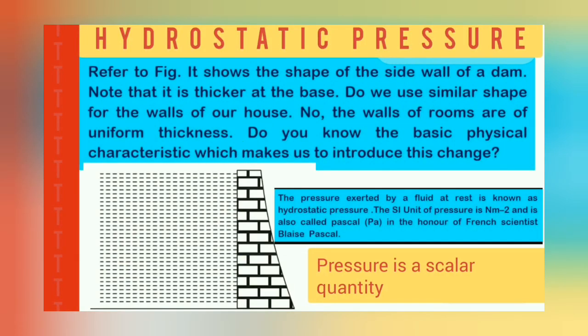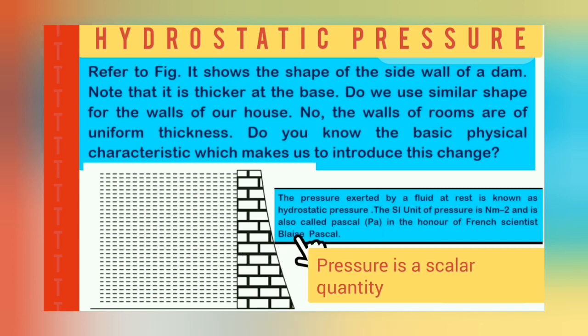So we discussed what is meant by pressure. Now see, this is a dam. See, the thickness of the wall of the dam increases as we go deeper. What is the reason for this? You have seen the walls of your house, they have uniform thickness. Then why are the walls of the dam made like this? For understanding that, we have to introduce another physical quantity, that is hydrostatic pressure.